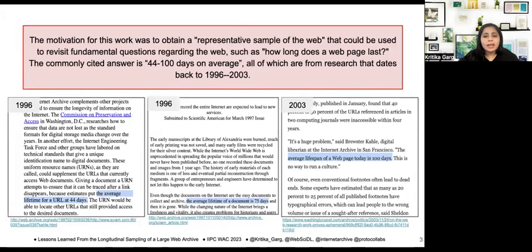The motivation behind this work was to obtain a sample of the web that could be used to revisit fundamental questions of the web, such as how long does a web page last? The commonly cited answers that we know are 44 days, 75 days, 100 days, all of which are from research that stems back to 1996 or 2003.